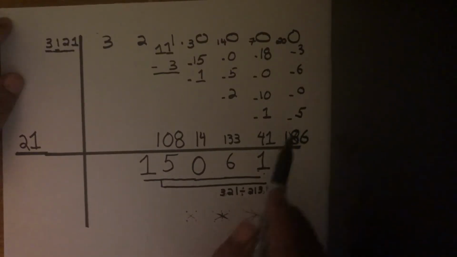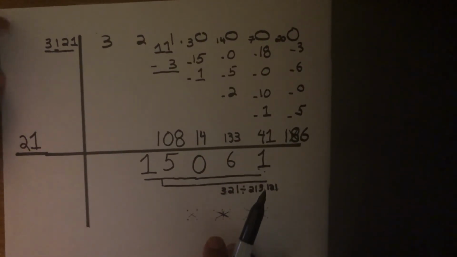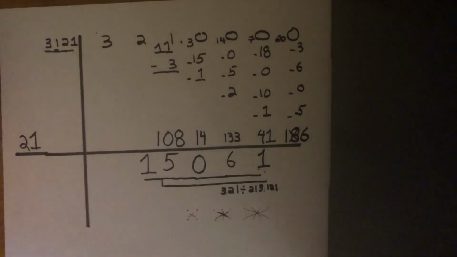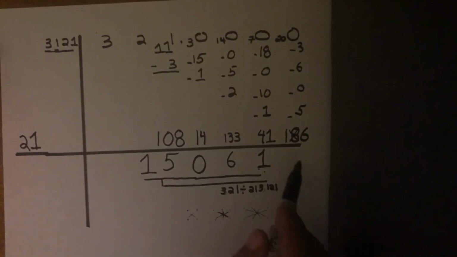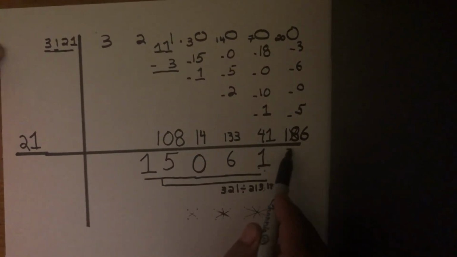Okay? Now we can go one last step. How many times is 21 going into 186? So let's see. It can't be 8. It's just right under 8. So we're going to put 7 and let's forget about the remainder because we're out of space.